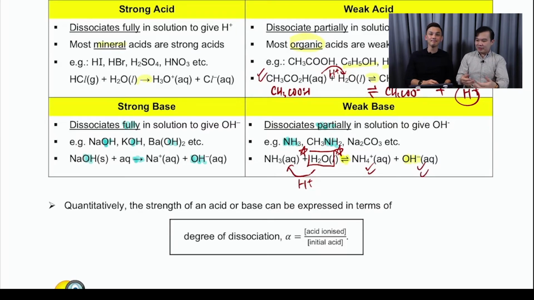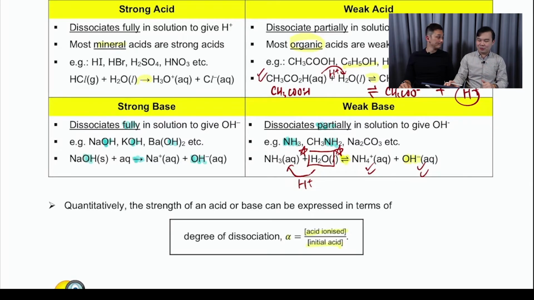So let's summarize this using a more mathematical approach. We're going to look at this idea called the degree of dissociation. It's denoted by this letter called alpha. So the formula is to look at, if I give you 100 molecules, how many of these 100 molecules is going to dissociate? So the fraction over here they're looking out for is the amount of acid that's dissociated divided by the initial amount that you have.